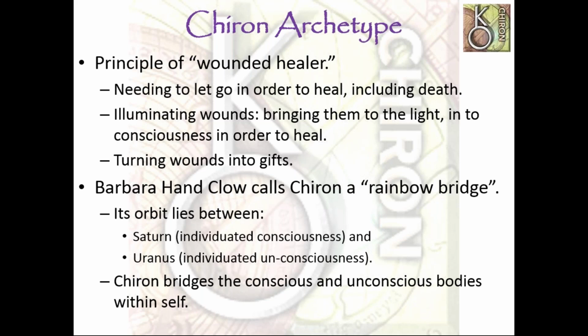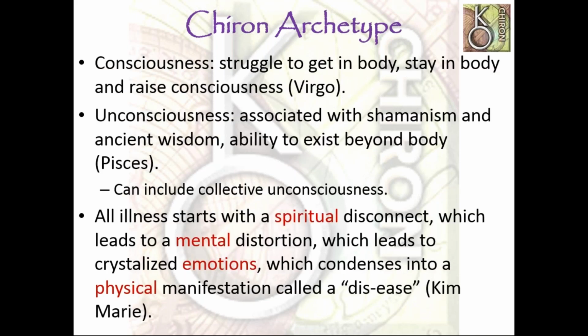And so Chiron bridges between the conscious and unconscious bodies within our soul. Now, the consciousness part of Chiron is that struggle to get into our body, to stay in our body, and to be able to raise consciousness with the body, which means that it heals in some way outright to the physical level. Barbara would call that Virgo.